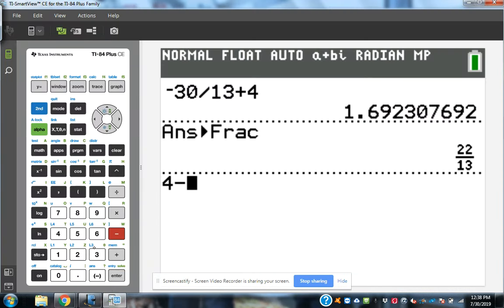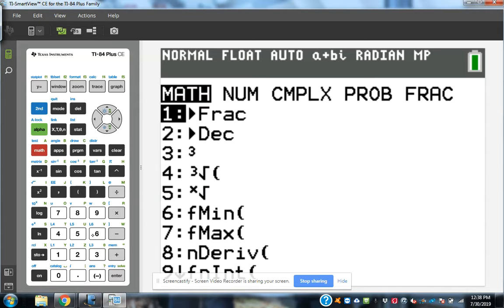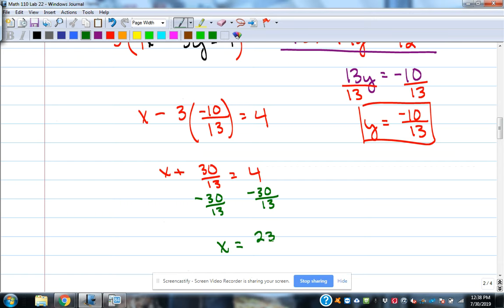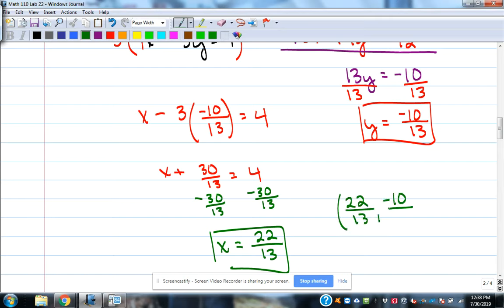So 4 minus 30 over 13. Math, enter, enter to get a fraction. 22 over 13 again. And that's our ordered pair solution, 22 over 13, negative 10 over 13. Same solution that we got with the first example.